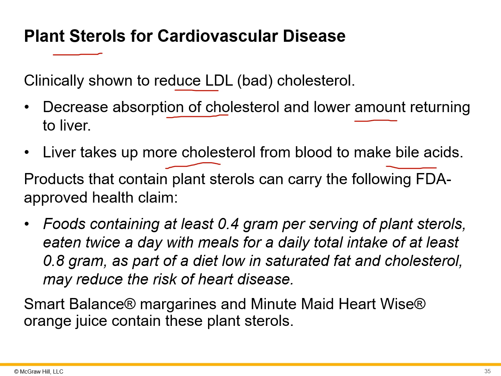Some of the products that contain plant sterols have the following health claim: foods containing at least 0.4 grams of plant sterols eaten twice a day with meals, or a total daily intake of double that, so 0.8 grams, as part of a diet low in saturated fatty acids and cholesterol, has been shown to decrease the risk of heart disease.